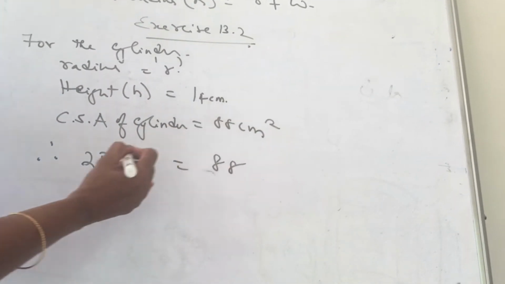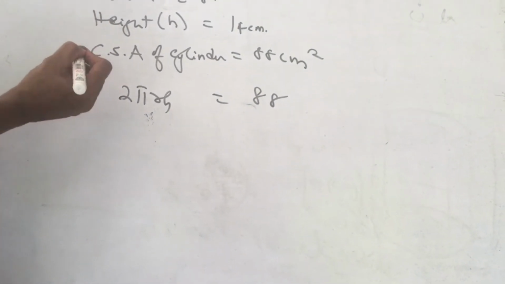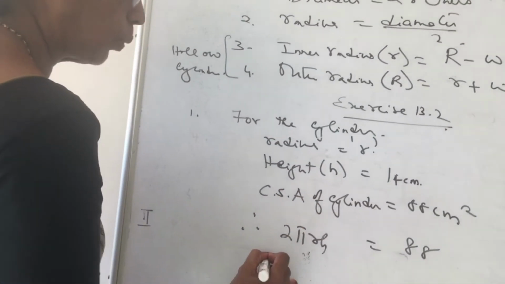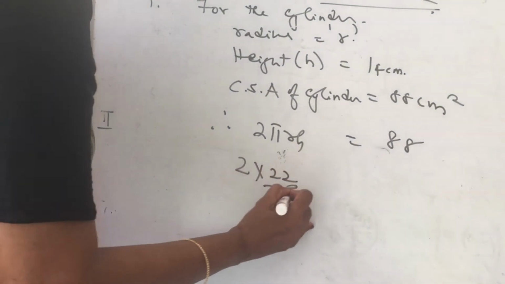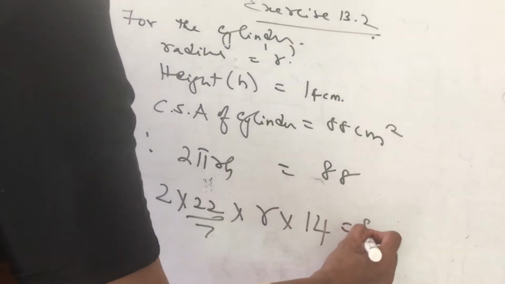I think all of you know the value of pi. I need not remind you. You have learned it in the 7th and in the 8th. I think you can recollect what the pi value is, children. 22 by 7, and 14 is equal to h.